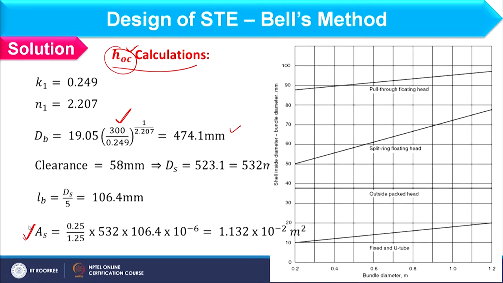As far as the exchanger is concerned, a split ring floating head is given to you, and the bundle diameter you have already obtained as 0.47 m, so that will be somewhere here. You can understand the value from this graph, and that value you can obtain as 58 mm, and so you can calculate the shell diameter. Further, with the shell diameter, the baffle spacing is given as Ds by 5, so you can consider the baffle spacing like this, and then you can find out the cross flow area, that is As, which comes out as 0.01132 m².